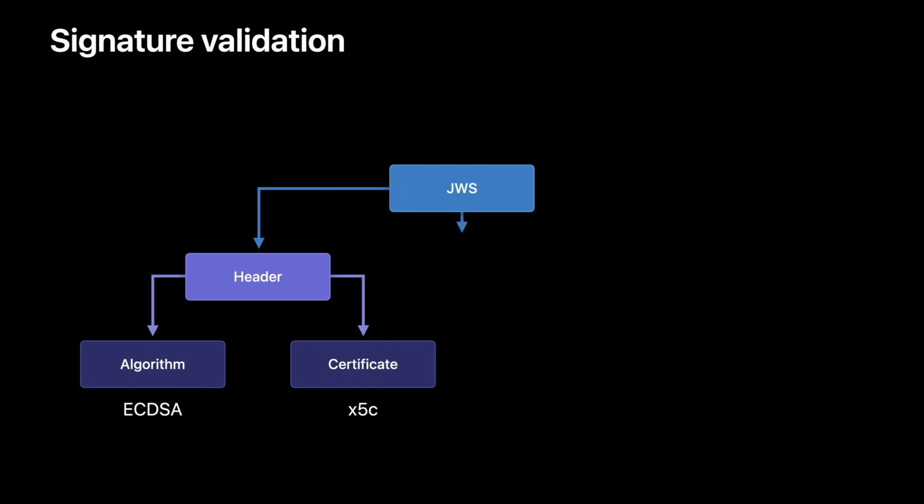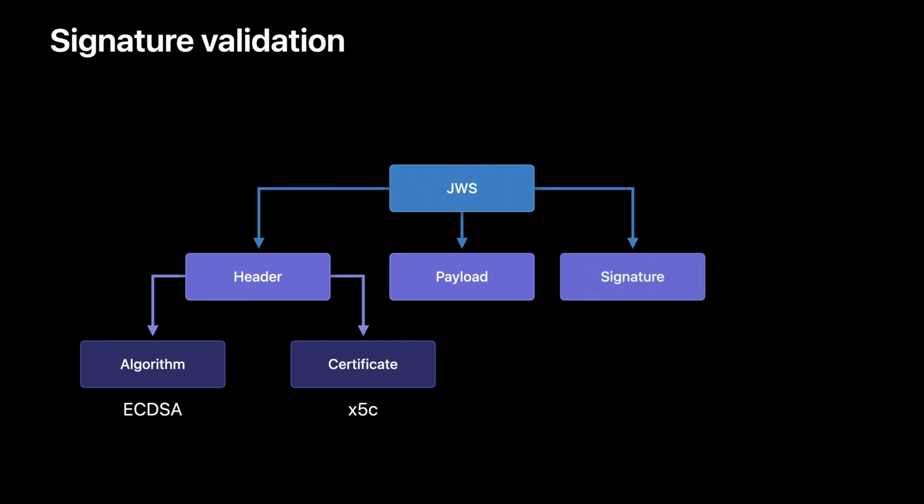The next part of the JWS data is the payload. This is the main information, such as transaction ID, product ID, purchase date, and so on. Once you've validated the signature, this is where you go to read all the data you want to know about the transaction or subscription. And the final part of the JWS data is the signature itself. This is generated using both the header and the payload.